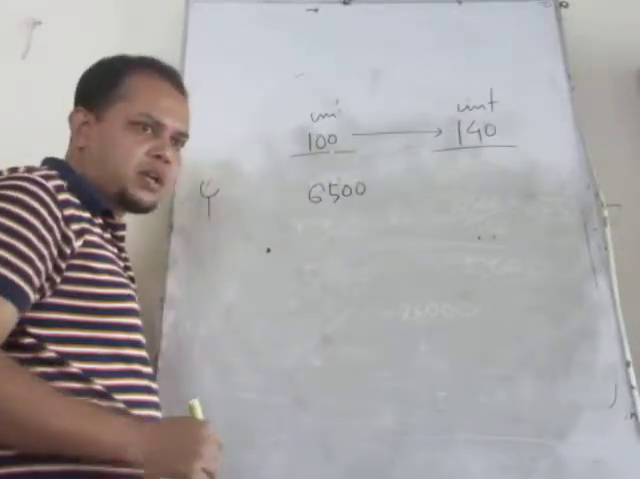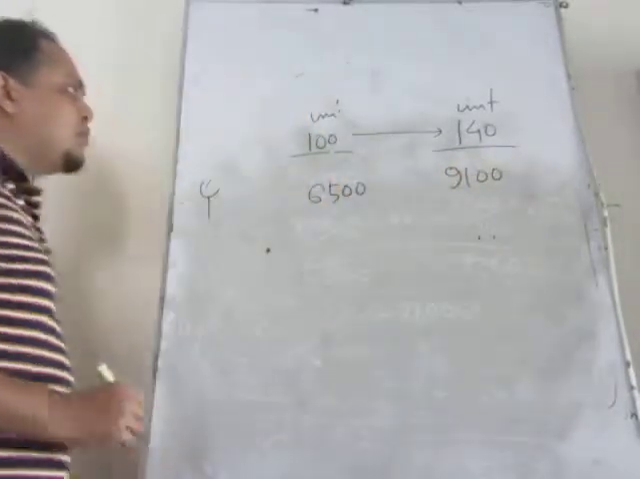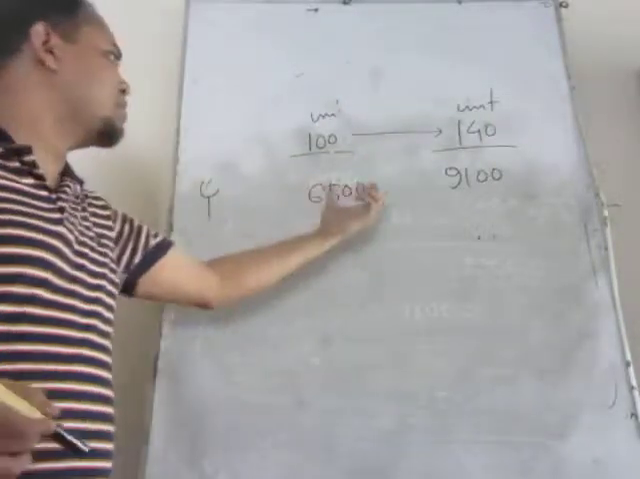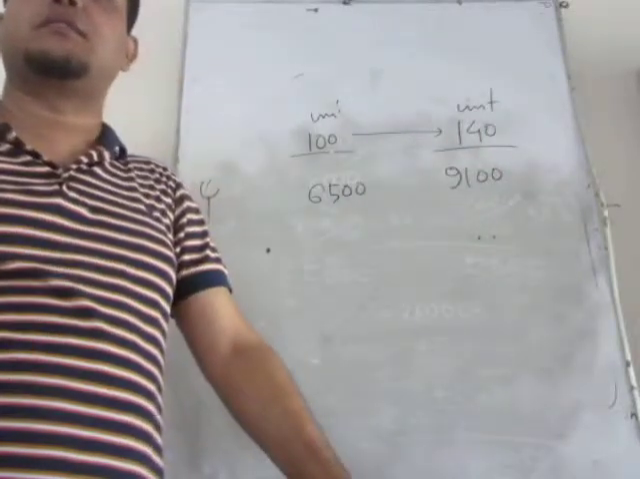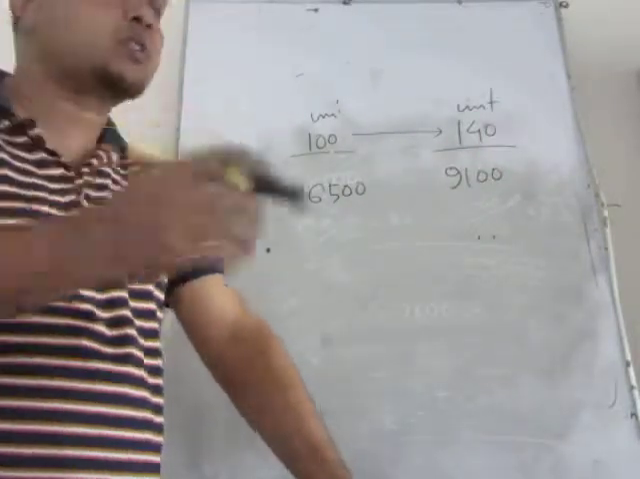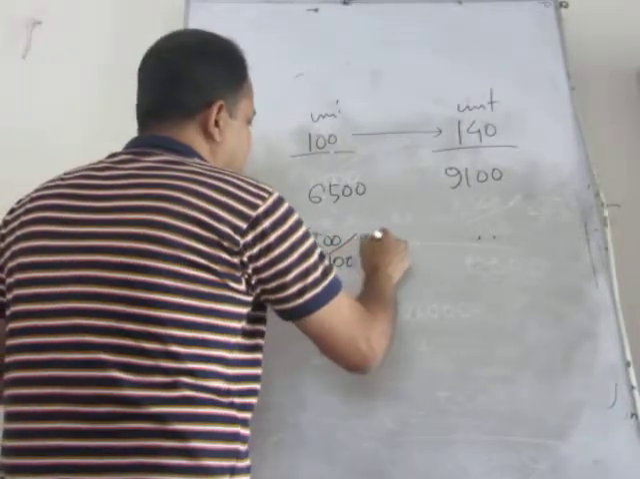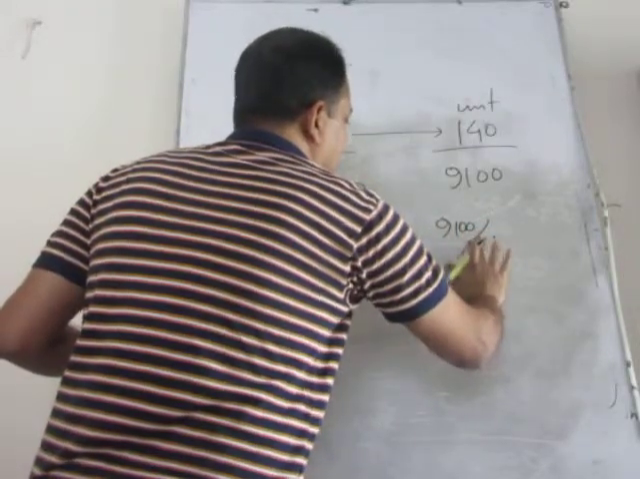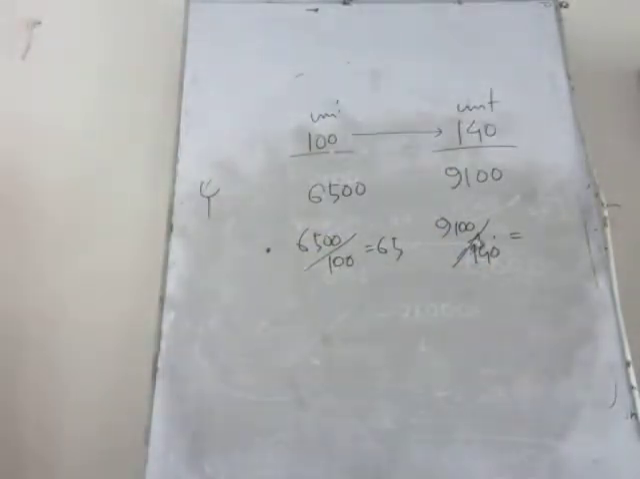6500 and 9100. If you find out, careful, when you are producing more, this type of cost is increasing. It should not be providing any kinds of data. So to clarify the cost, you need to find out the cost per unit. 6500 ভাগ 100 কত হয়? 65. 9100 ভাগ 140 কত হয় একটু বের করো? 9100 ভাগ 140 কত হয়?